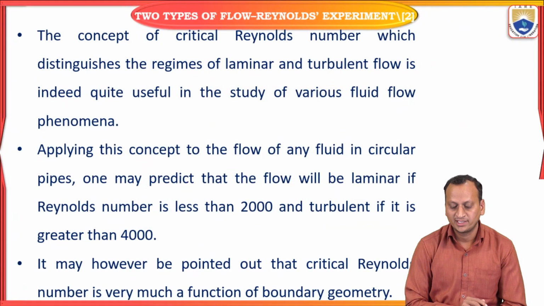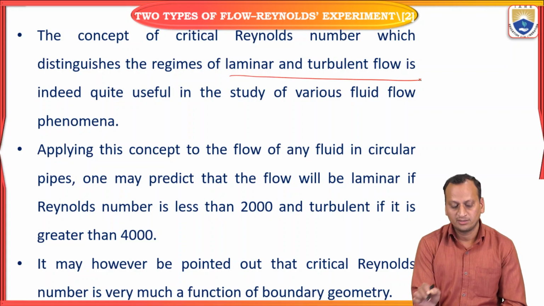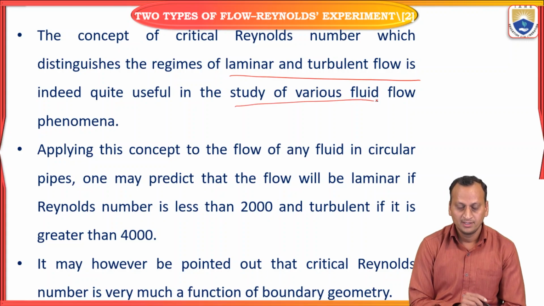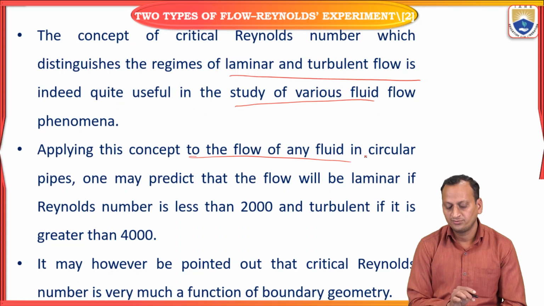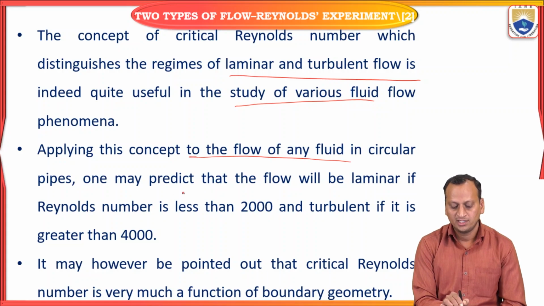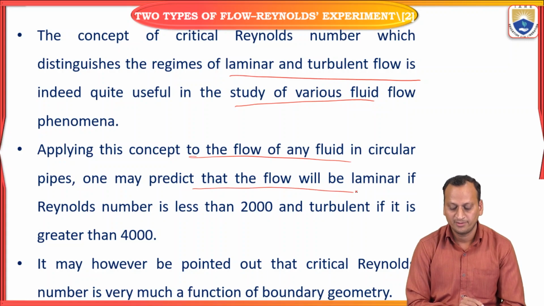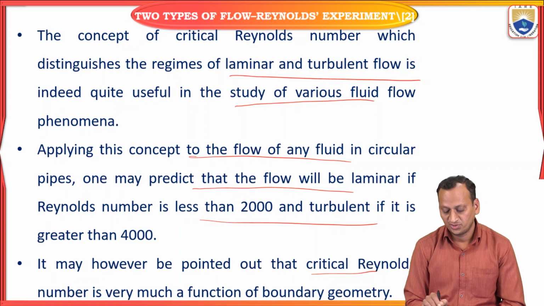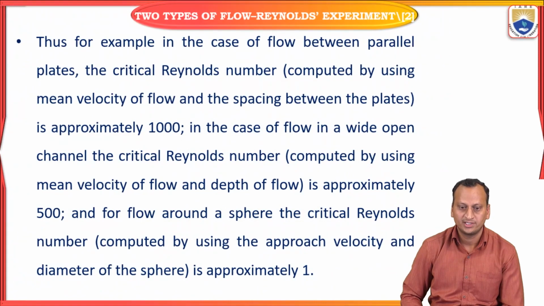So the concept of a critical Reynolds number, which distinguishes regimes like laminar and turbulent, is quite useful in the study of various fluid flow phenomena. Applying this concept to the flow of any fluid in circular pipes, one may predict that the flow will be laminar, otherwise turbulent, based on that Reynolds number. It may, however, be pointed out that the critical Reynolds number is a function of boundary geometry.